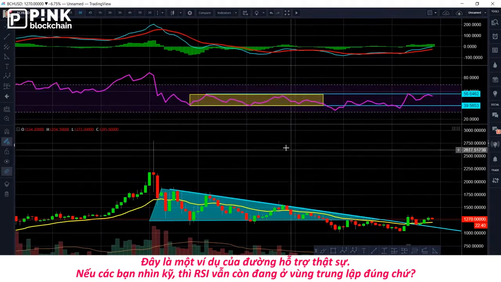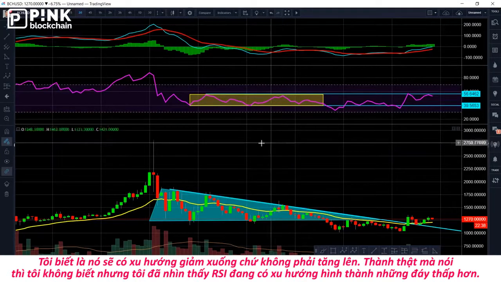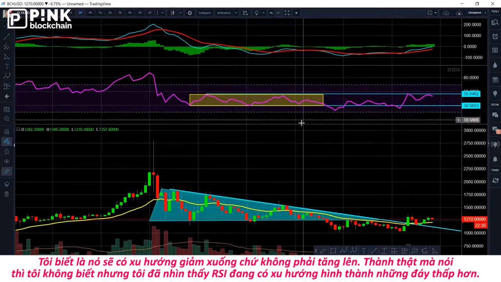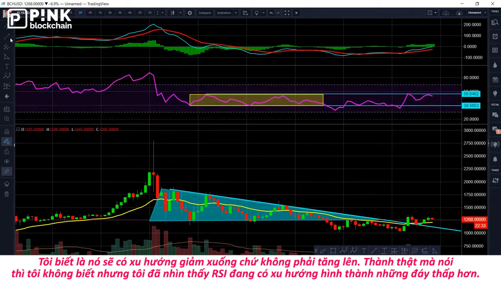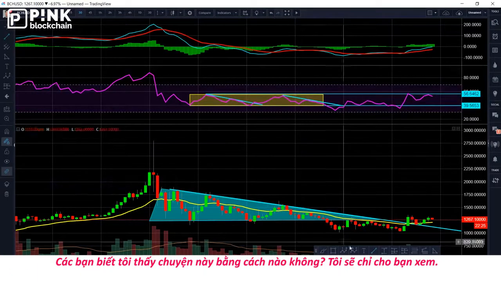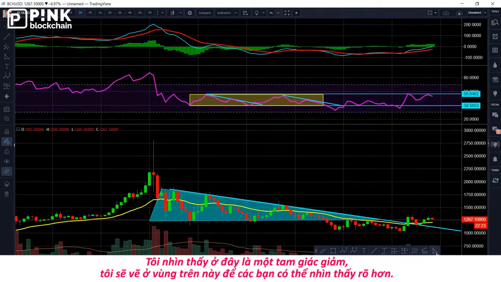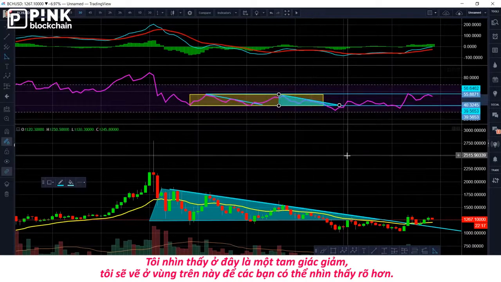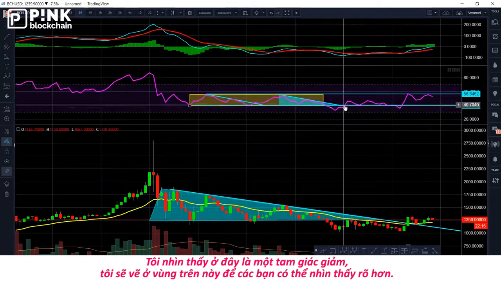is still in the neutral zone. But how did I know it was going to go lower, guys, and not bounce off of there? Well, honestly, I didn't know. But what I did see was that it kept getting a series of lower lows like this. And do you guys know how I see this? I will show you. I see this right here as a descending triangle.